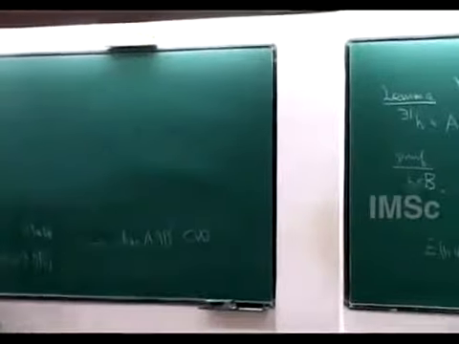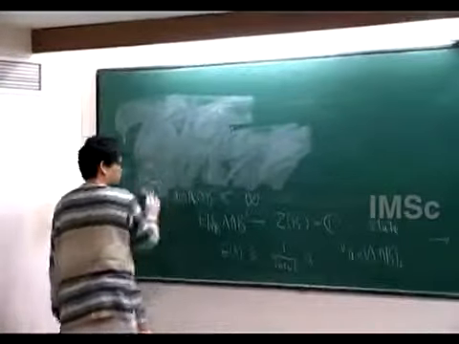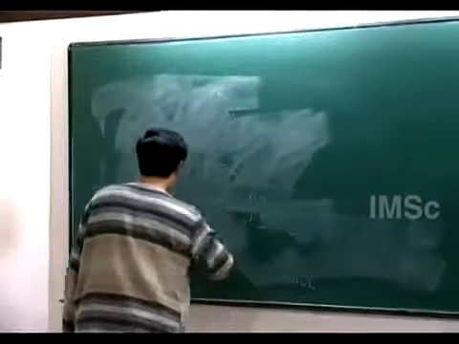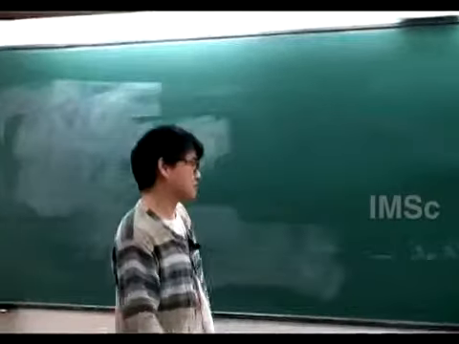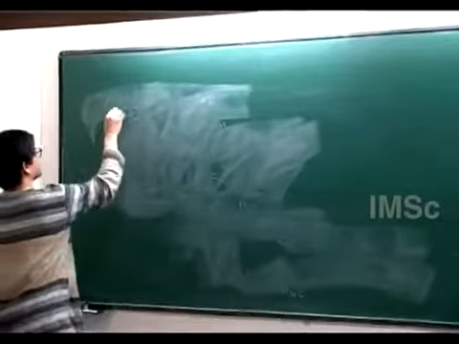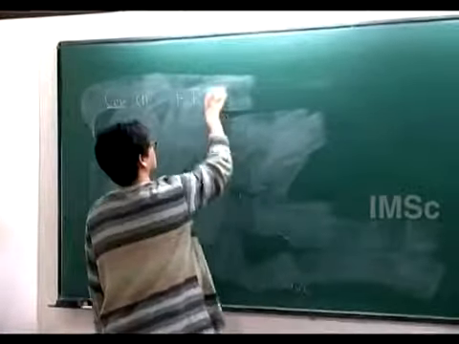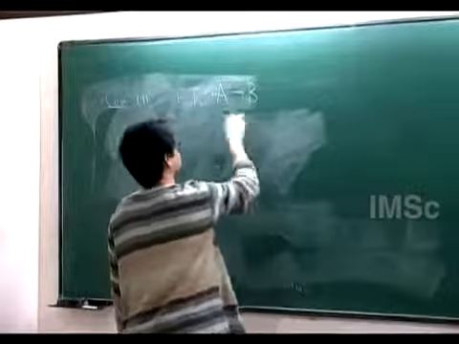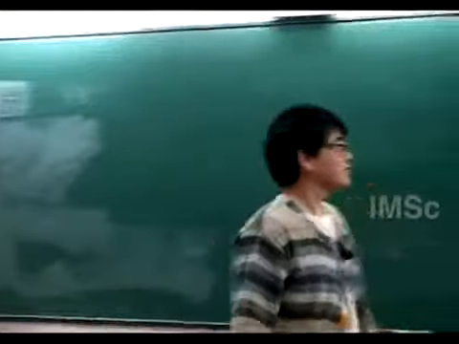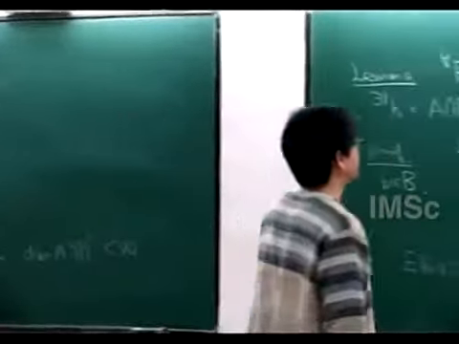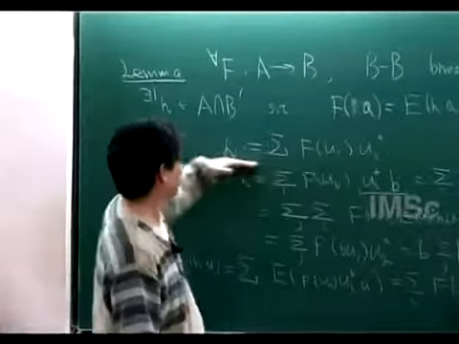As a consequence of this lemma, we immediately have the following two statements. The first one is that any BB bimodule map is actually determined by its restriction to the relative commutant. So if F1 and F2 are BB bimodule maps from A to B. Uniqueness: if there is such an H, then by using the basis properties, it must be of this form. So it's unique.